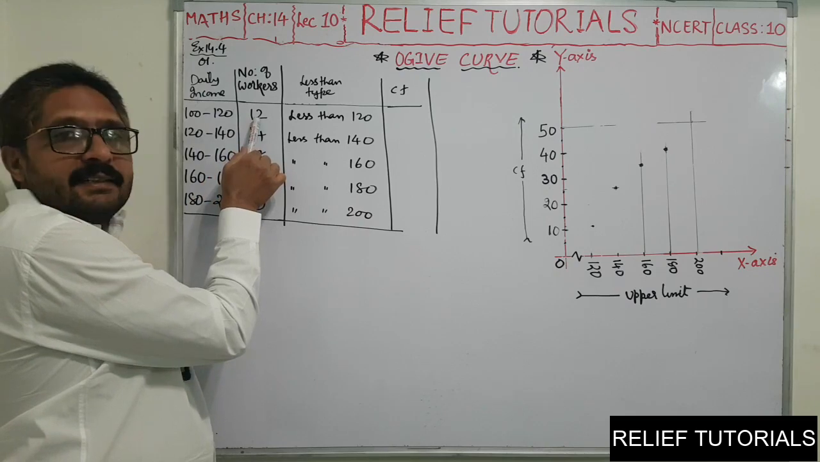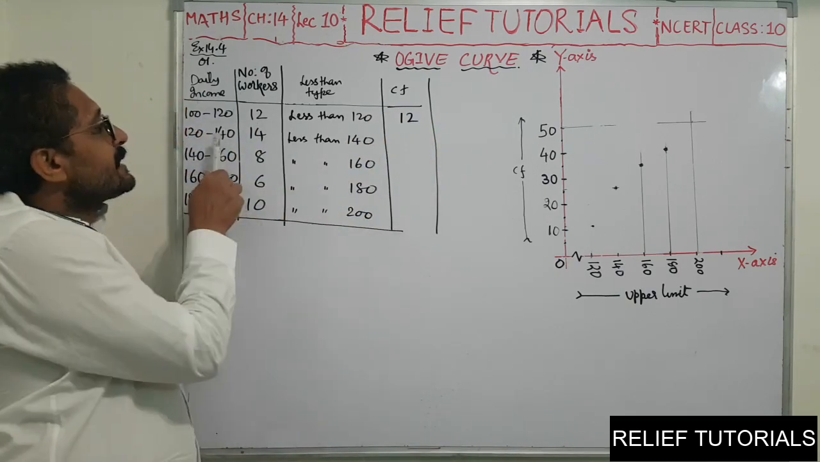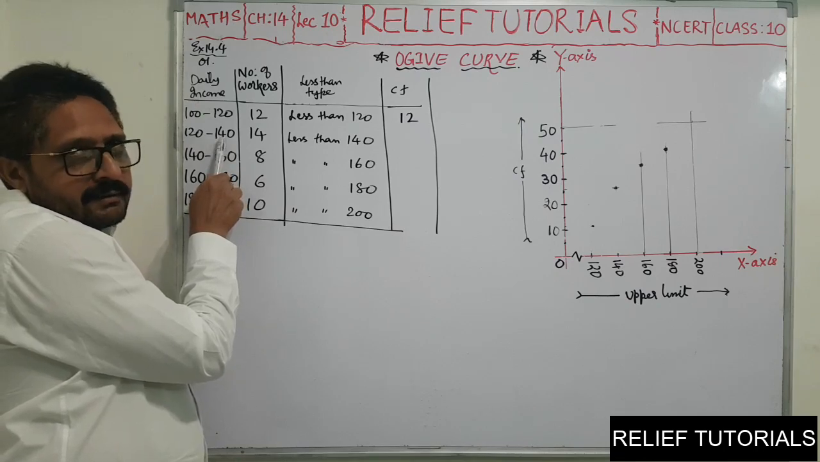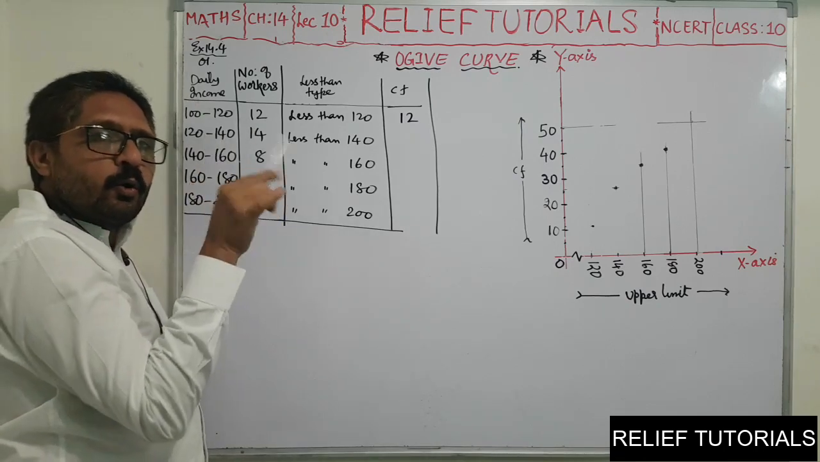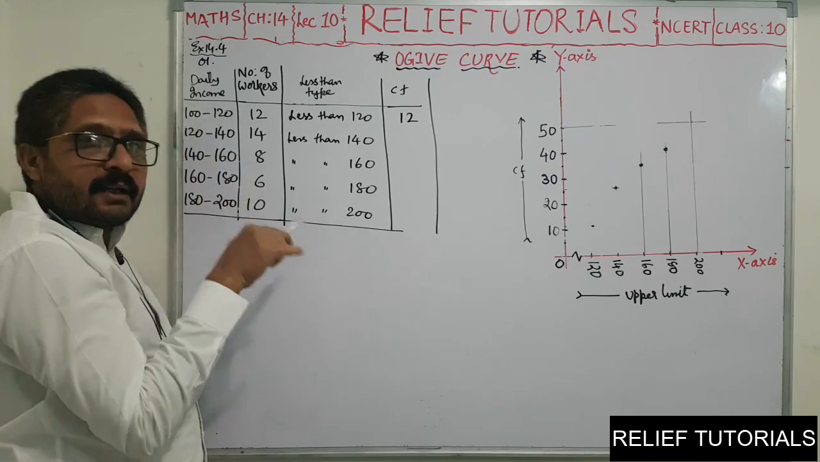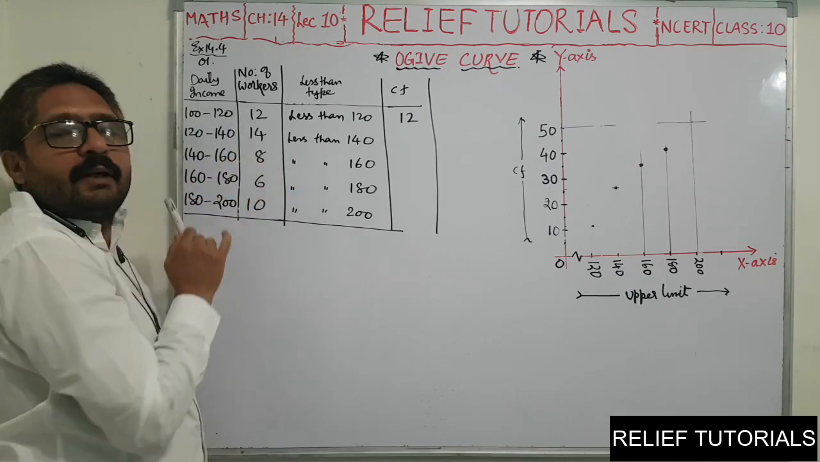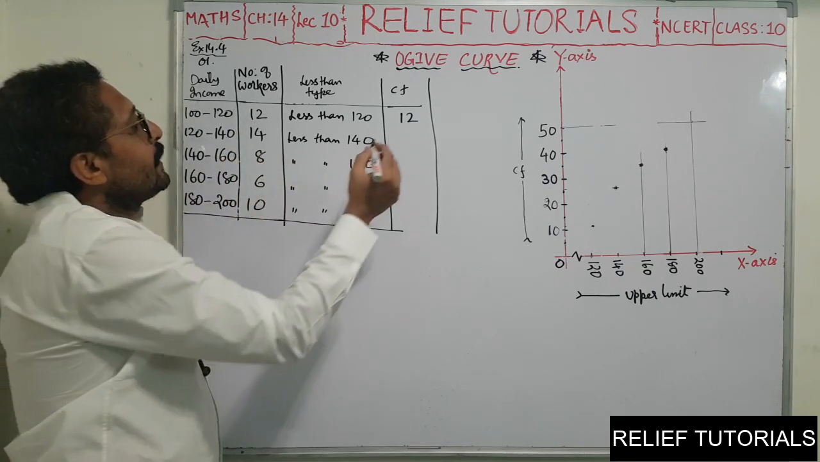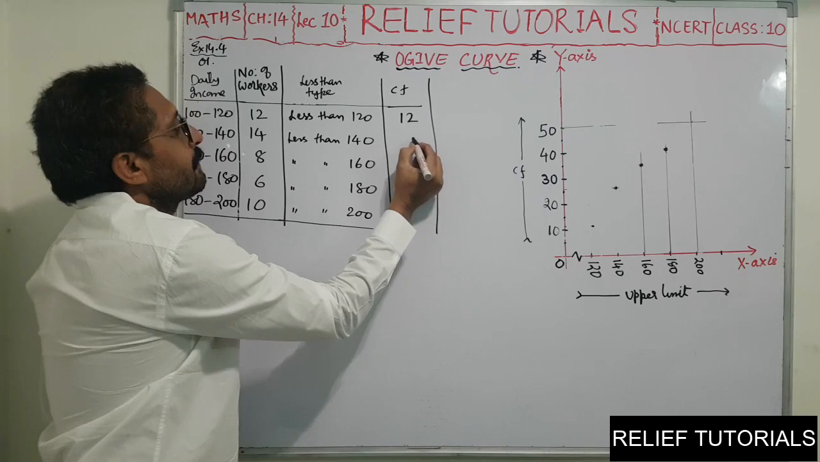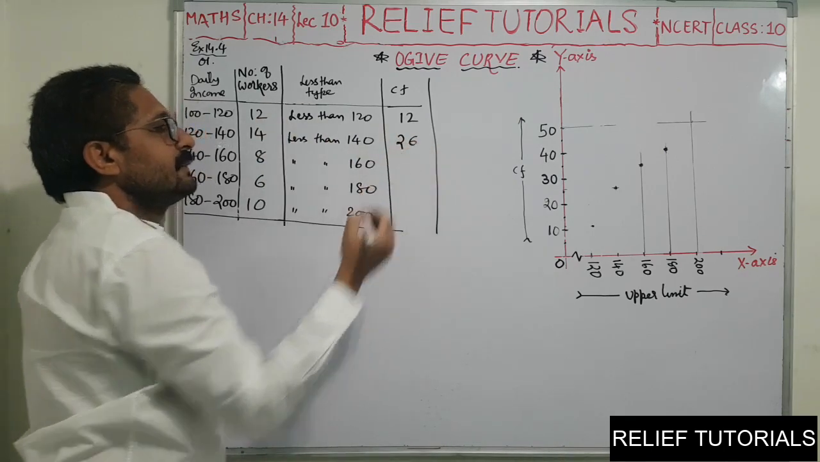So you can say it is 12. So I will write here less than 120, 12. Now less than 140. You know that less than 140 includes all those workers whose income is from 100 to 120 as well as 120 to 140. So you will add these two, 12 plus 14. Clear? So 12 plus 14 is 26.